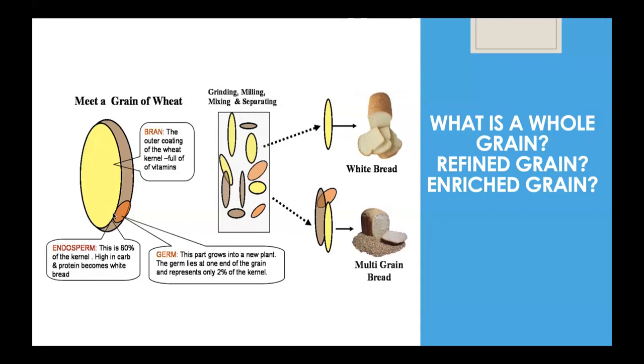So with the whole grain, you get all the 3 parts: bran, endosperm, and germ. So this is a whole grain bread where you get all 3 parts. And this is a refined grain. This is white bread, and we'll discuss more about this.